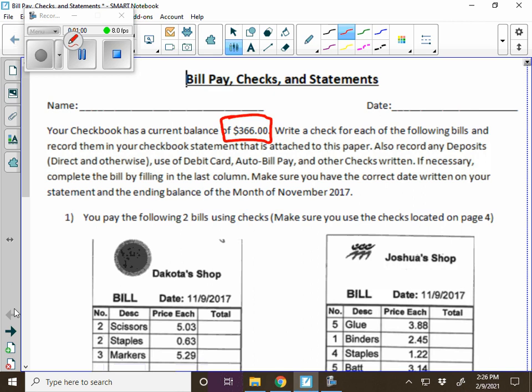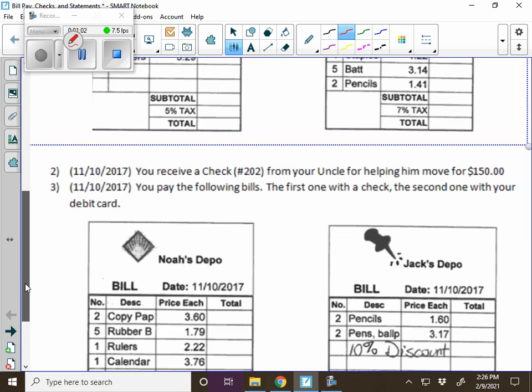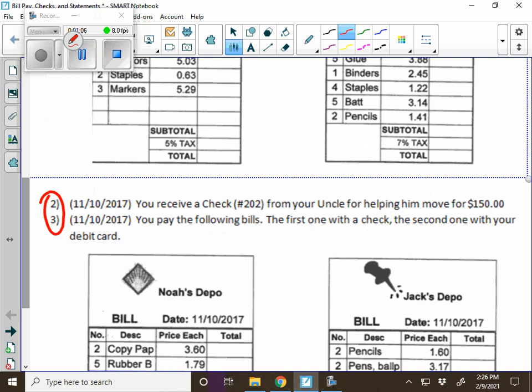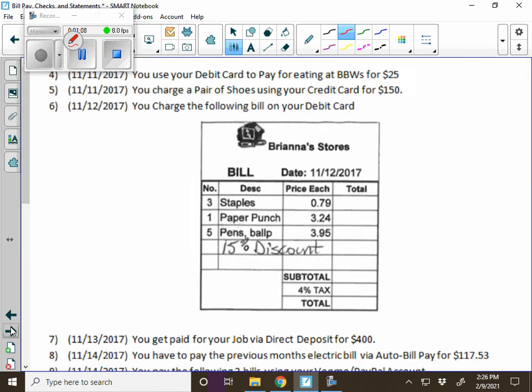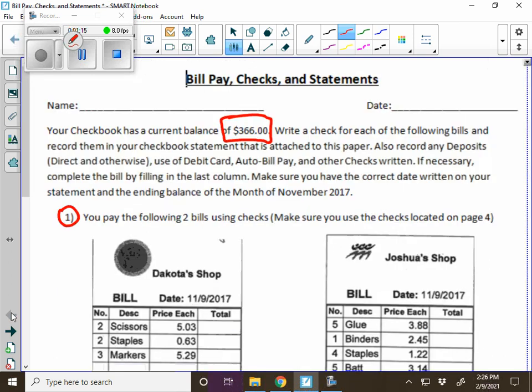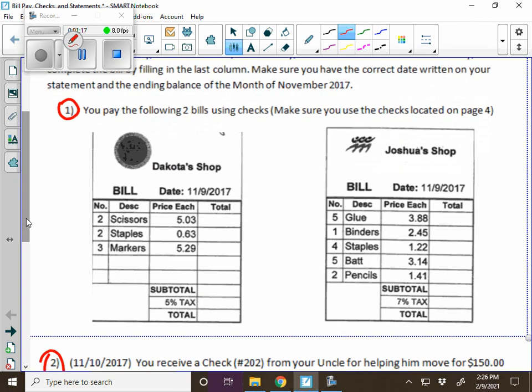Now as we go through, you got 13 purchases that you make. So you see them kind of numbered right here, and you want to go in order. And then our 14th line will be our ending balance. So that's our goal here. So for number one, you pay the following two bills using checks. Make sure you use the checks located on page 4. We'll get to that in a second.